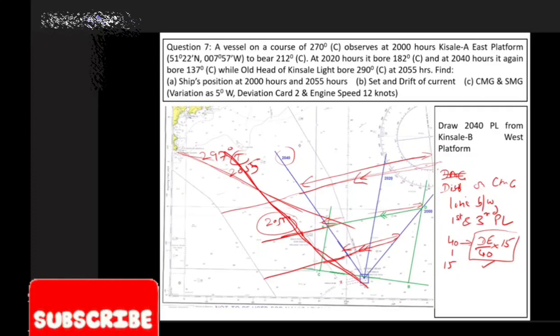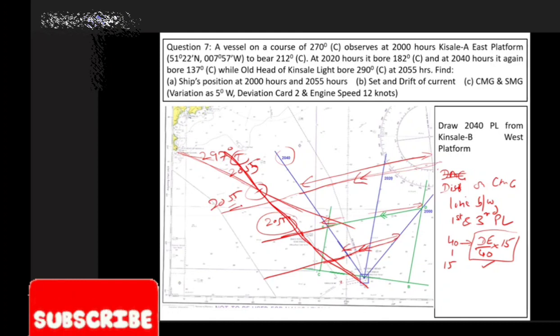Now you have two 2055 PLs. Wherever they intersect, this becomes the fix for 2055. Now hereafter you know the question. Transfer the CMG through this and answer the further parts, right? Is that clear, guys?